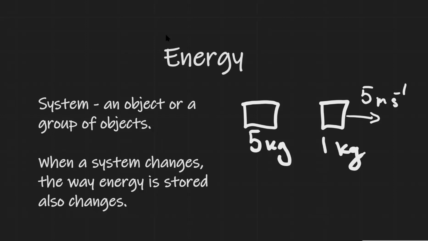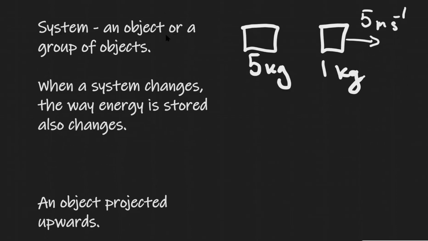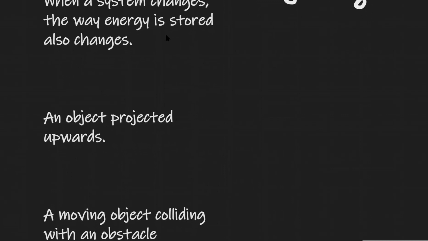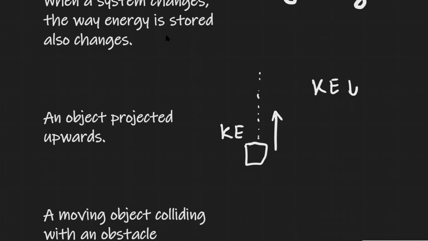Now, when a system changes, the way energy is stored also changes. Let's have a look at some examples. For instance, if we were to project an object upwards, so let's say that we have this object and then we throw it upwards. What's going to happen is that initially this object will have some kinetic energy that will be decreasing. So as the object is going up, the kinetic energy will be going down because the object will be slowing down. And at the maximum height, the object will have gravitational potential energy.